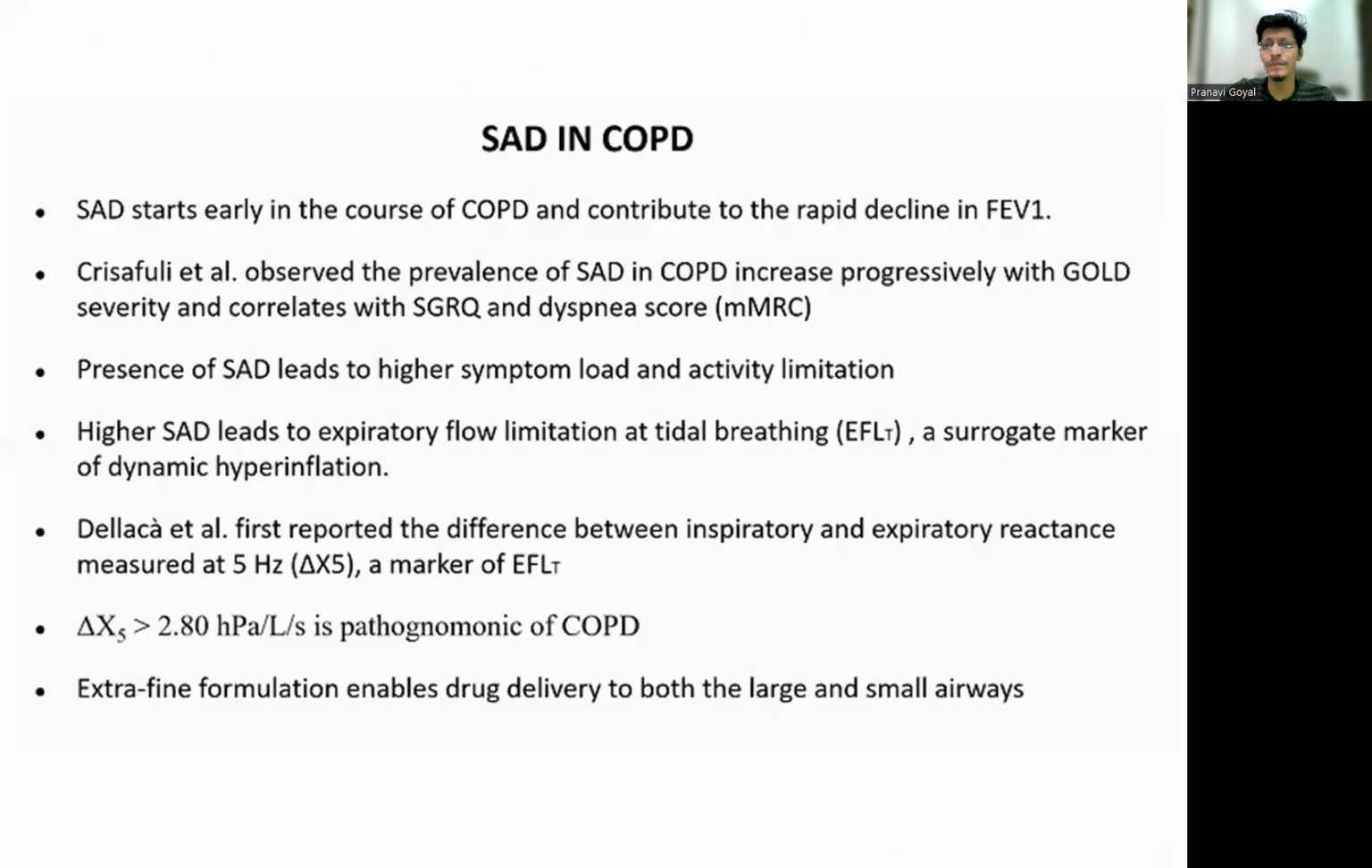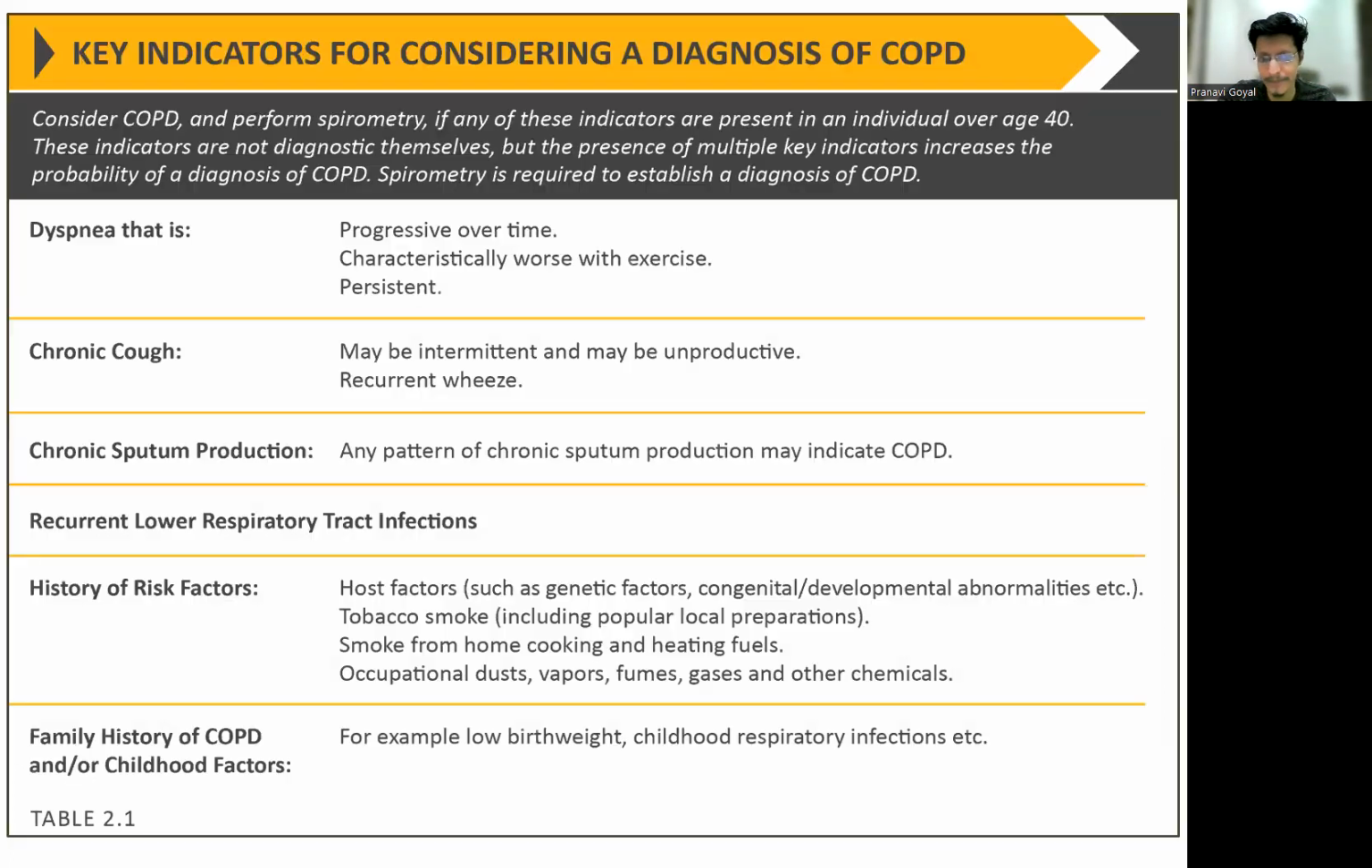Now, SAD, don't be sad from SAD. SAD tells a lot of things about COPD. SAD starts early in the course of COPD and contributes to the rapid decline in FEV1. It has integrated many grades of COPD, and there is a new grade over here, that is inspiratory and expiratory reactance, which is measured by 5XZ delta XS. If it is more than 2.80, it is pathognomonic of COPD.